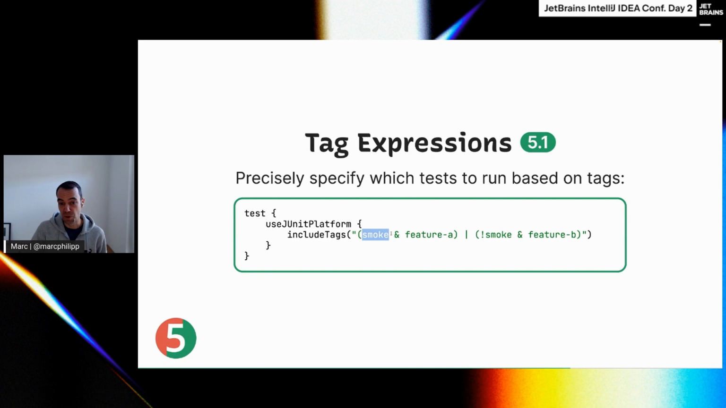But you can also use Boolean operators here and say, I want to run all the tests that are tagged with smoke and feature A, or not with smoke and feature B, right? So you have lots of flexibility here to precisely specify which tests you want to run. You could use this, for example, to separate your unit tests from your integration or functional tests and have different test tasks or different targets for that.